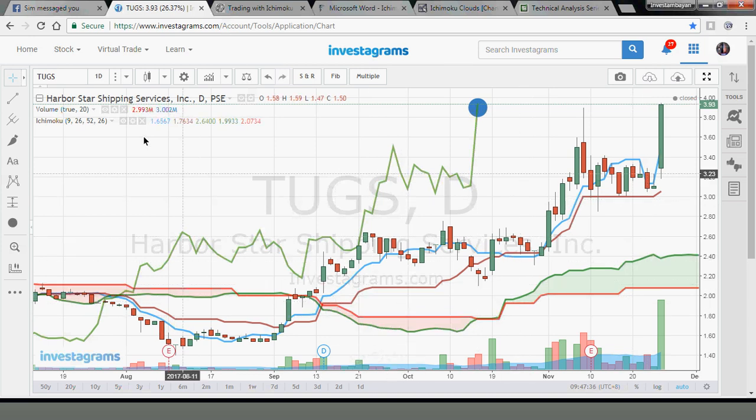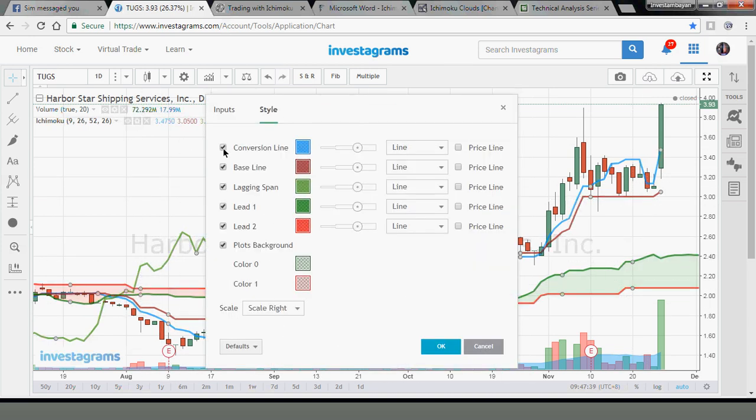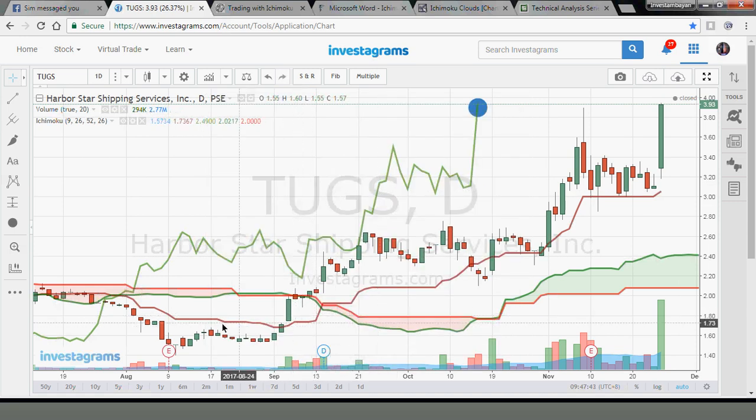Halimbawa, nakabili ka dito, di ba? Sinusundan mo lang ito sa Kijun-sen. So, itong red, kung ito yung sinusundan mo, hindi ka pa nagbenta ngayon kasi nasa taas pa siya ng price. Sinasalot pa siya ng price. It makes sense na ikikip mo pa siya kasi nasa taas pa siya. You can make it as your trading stock.